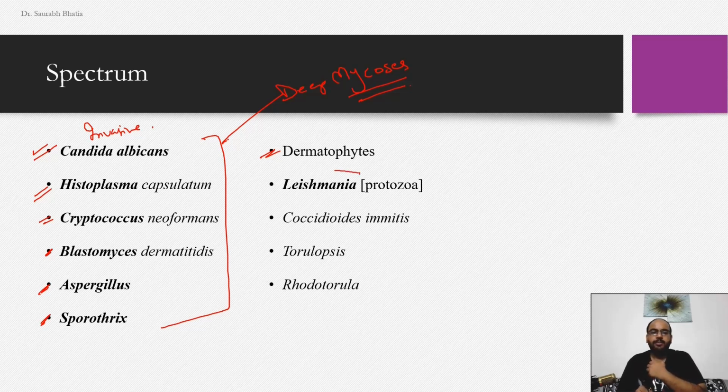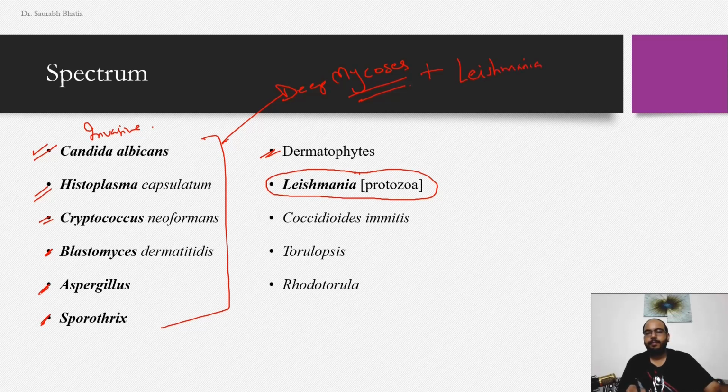Okay. Now, Leishmania is important. It's a protozoa, it's not a fungus, in which amphotericin B has been approved for visceral leishmaniasis by WHO. So it becomes a very important indication. So the spectrum includes deep mycosis plus Leishmania. Okay, so it's easy to remember: deep mycosis with Leishmania. Deep mycosis includes Candida, Histoplasma, Cryptococcus, Blastomyces, Aspergillus, Sporothrix.